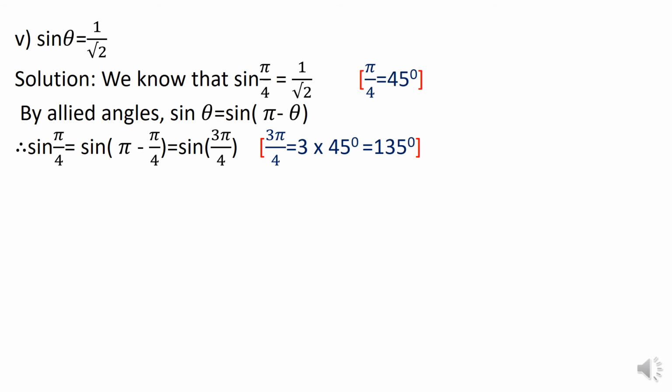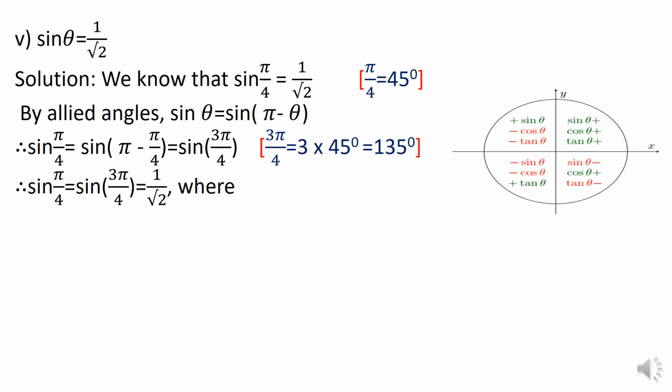Here 3 pi by 4 is 3 into 45, which is 135 degree. Thus we have the value for sine pi by 4 and sine 3 pi by 4, both coming as 1 upon root 2. We check whether 45 and 135 degrees lie between 0 and 360. Of course, they lie between 0 and 360. Thus, these are our solutions.